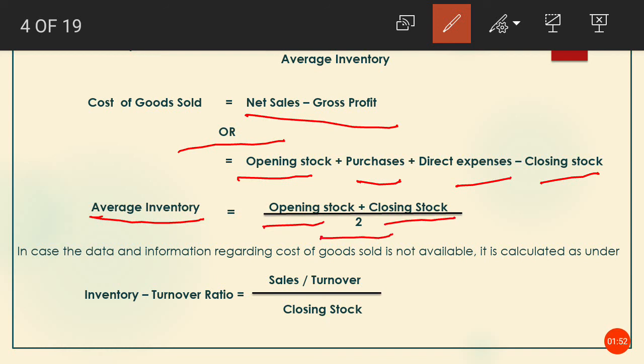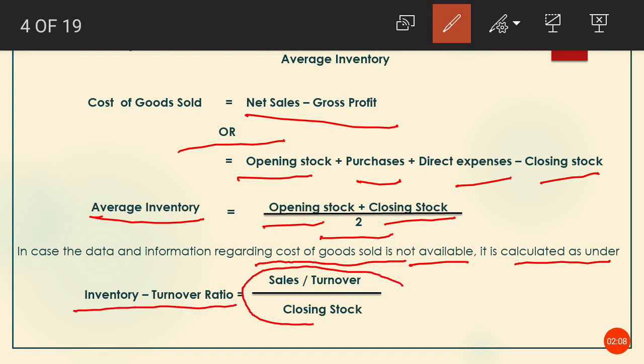In case the data and information regarding cost of goods sold is not available, it is calculated as under: inventory turnover ratio is equal to sales, or turnover, divided by closing stock.